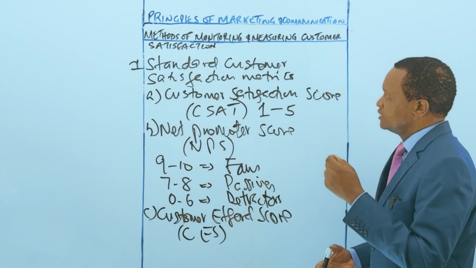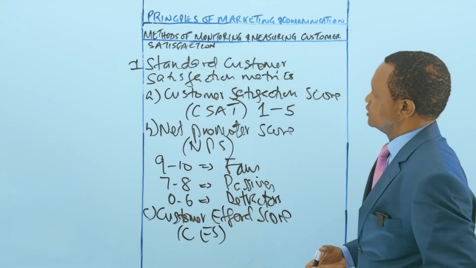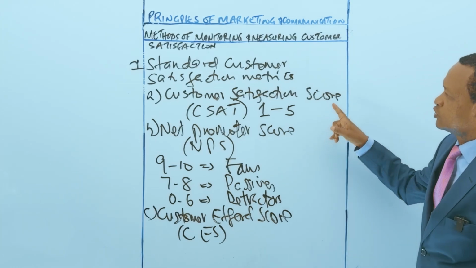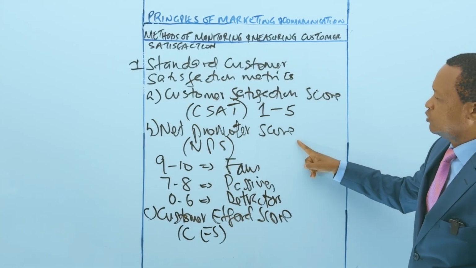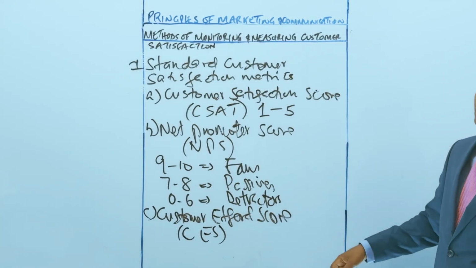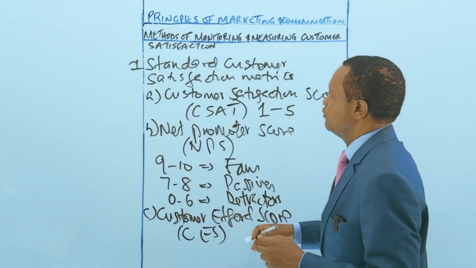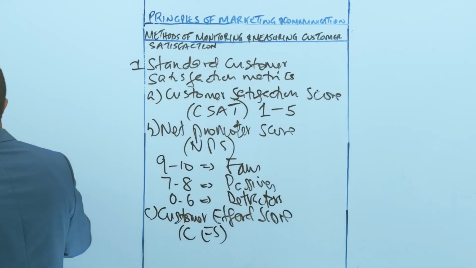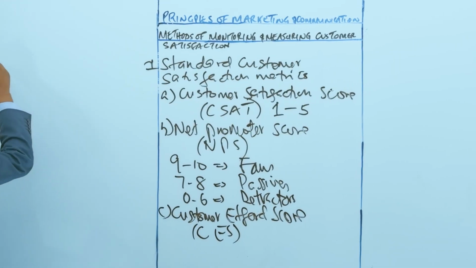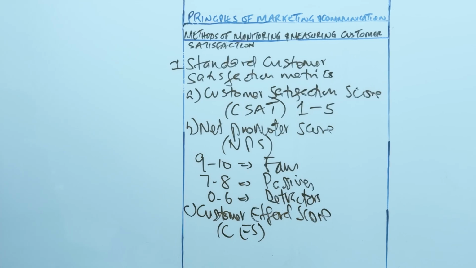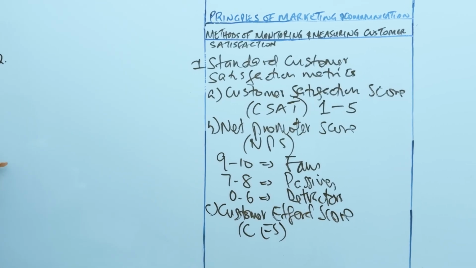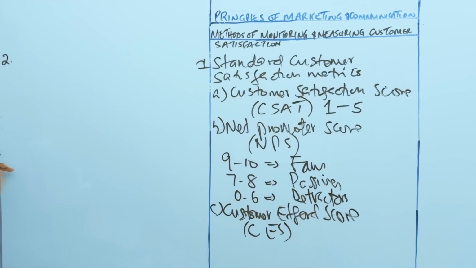So these are three standard customer satisfaction metrics: customer satisfaction score, net promoter score, and the customer effort score. That is one category of methods. The second category, this is number one, the second method is post-interaction surveys.